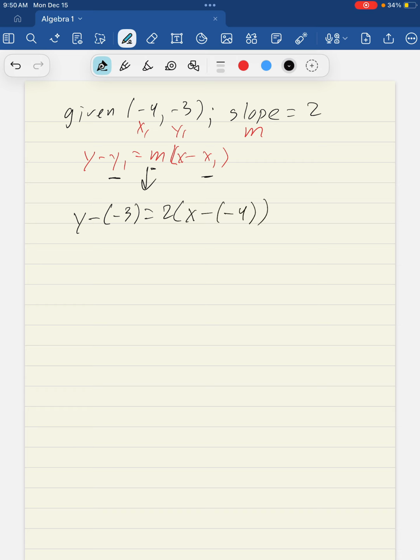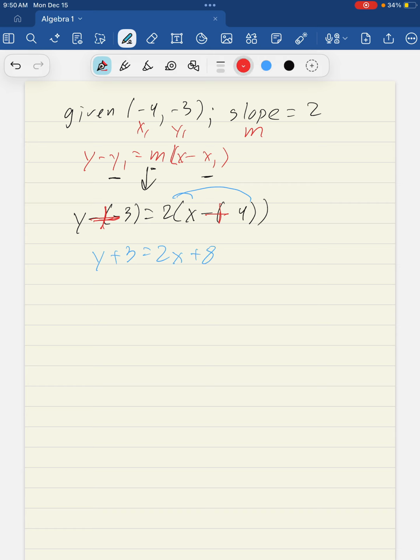Boom. Once you get to here, you are going to do 3 steps. And you always do the same 3 steps once you get to this point. You eliminate any double negatives. We have a double negative here. I'm going to turn that into a big plus. And a double negative here. I'm going to turn that into a big plus. Okay. Then I distribute my slope. There's my slope. I distribute that. And now I have y plus 3 equals 2 times x, or 2x, and 2 times 4, which is 8.